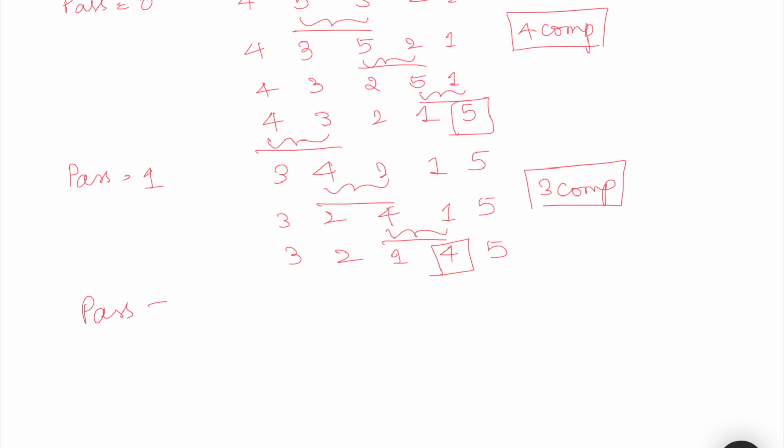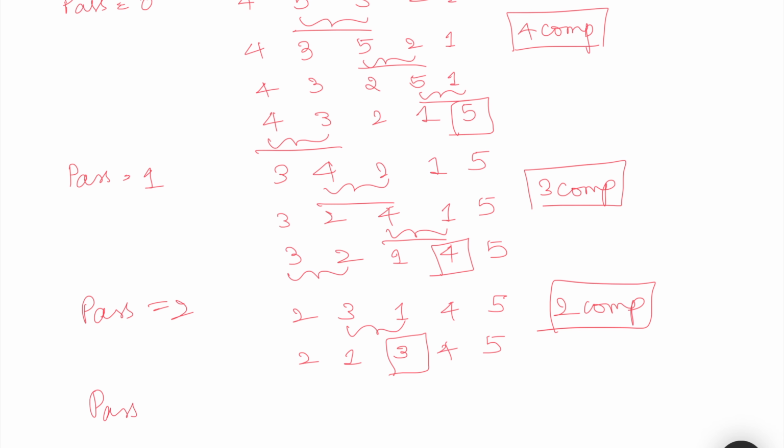So now let's go to pass 2. So now again 3 and 2, 3 is greater, so swap. 3 and 1, 3 is greater, so swap. Now if you see, 3 came to its correct position. So the number of comparisons here is 2. Let's go to pass number 3. So 2 and 1, 2 is greater, so we have to swap. Now if you see, 2 came to its correct position. So the number of comparisons here is only 1.